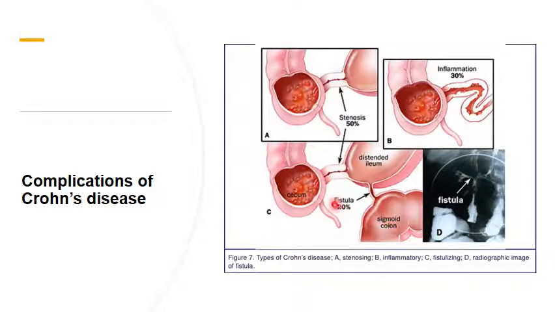Sometimes you have a fistula, like I told you. There is a lesion here and it's distended too, and then this transmural lesion is extending and reaching the sigmoid colon. So now there's a connection between these two. So it's a fistula, occurs in 20% cases. In 30% cases, you'll just have inflammation. The lumen is kind of still patent. This is a radiographic image of a fistula.